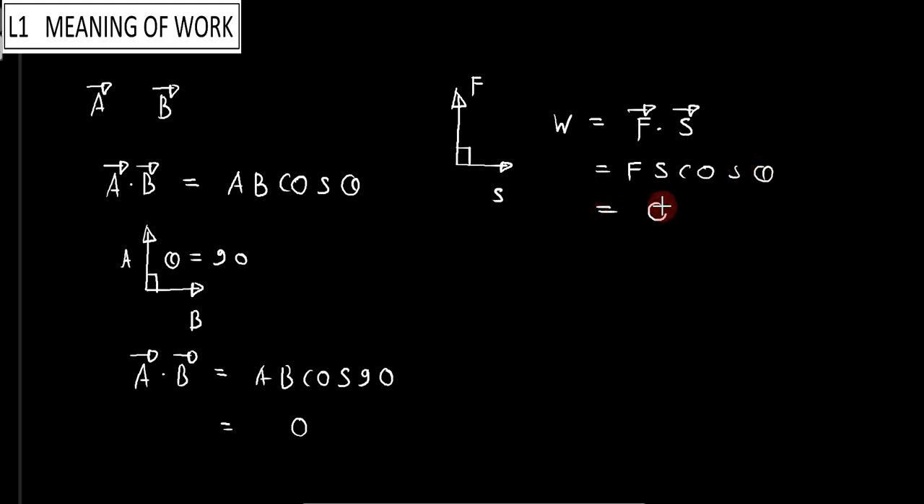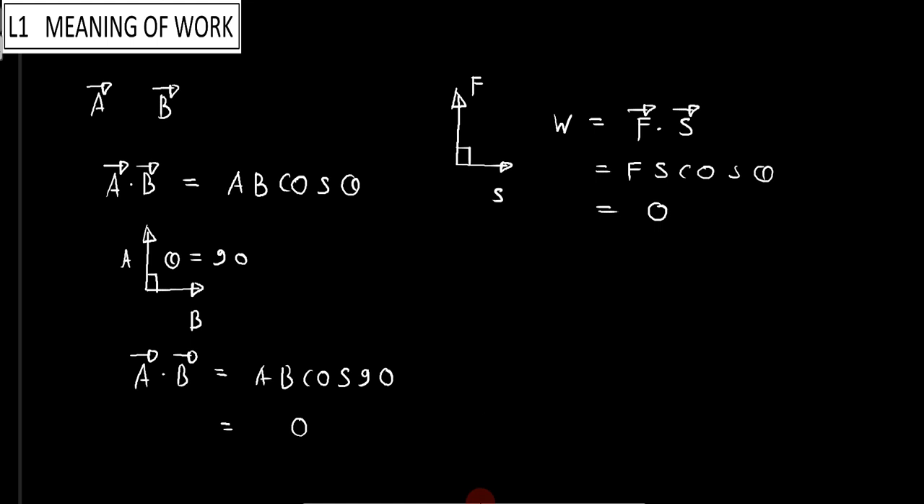Again it becomes 0. And when this angle theta is 0, then cos of 0 is 1. And if this angle is 180, cos of 180 automatically gives a minus sign. So cos of 180 is minus 1, and cos 0 is 1. So this is nothing but the best example of a scalar product. So work is a scalar product.